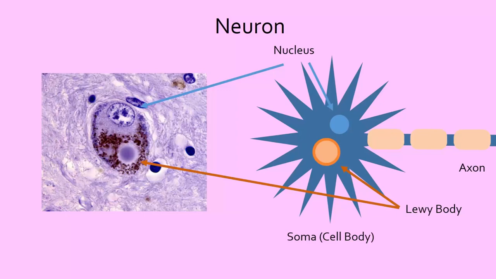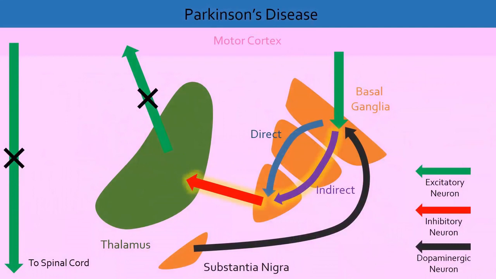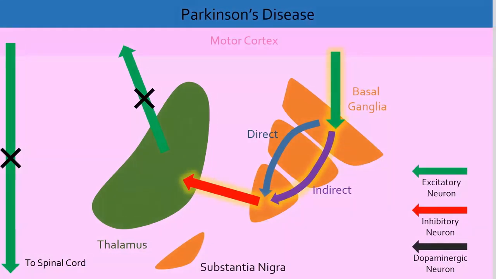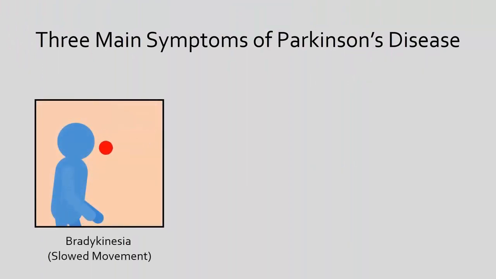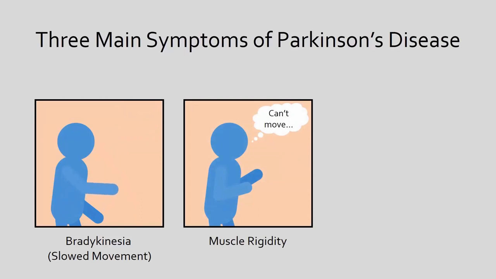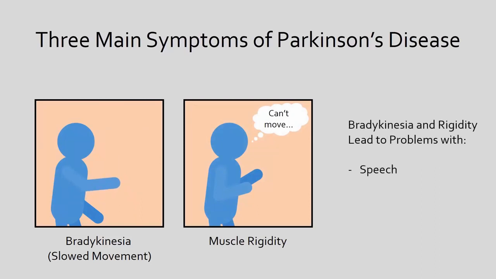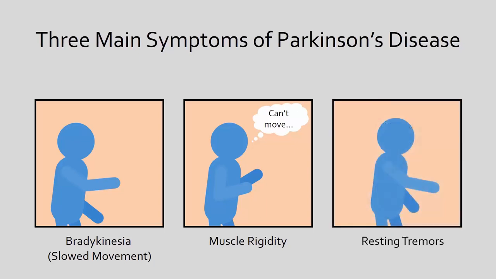One thing is for sure though, without dopamine, initiating movement becomes extremely difficult, leading to two of the three common symptoms of Parkinson's: bradykinesia, or slowed movement, and rigidity. These in turn lead to other motor problems such as speech, writing, and balance difficulties. The third and most well-known symptom, resting tremors, is not completely explained by the death of dopaminergic neurons.